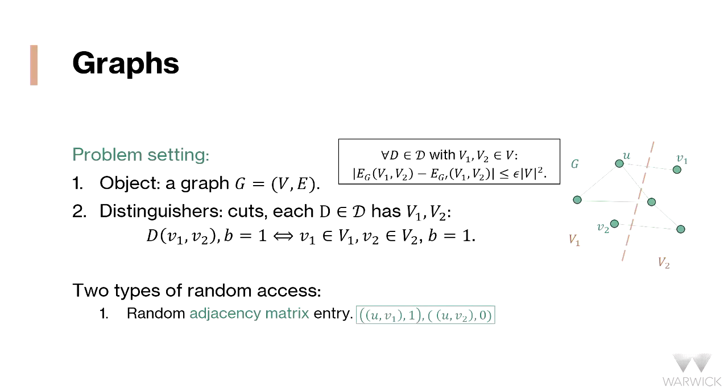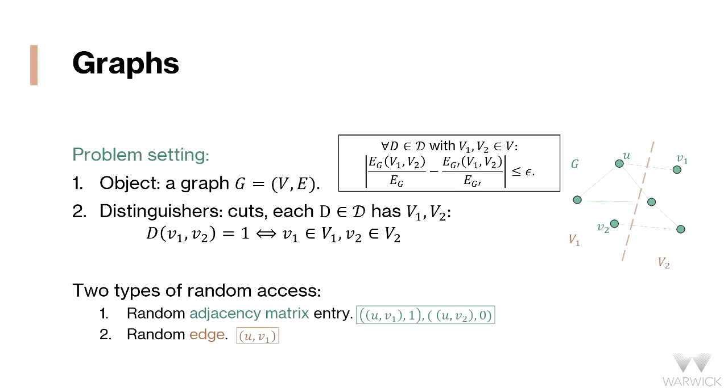And then the distinguishers verify the number of edges crossing a cut up to an error which scales with the number of vertices squared. So we already see that this is only reasonable in the case of dense graphs, because if the number of edges is v, then the error is huge. And in this setting, standard boosting algorithms work.